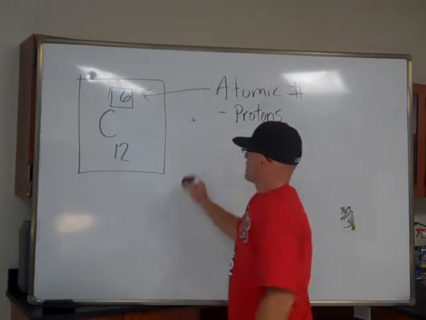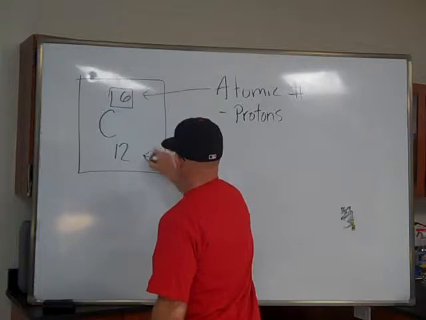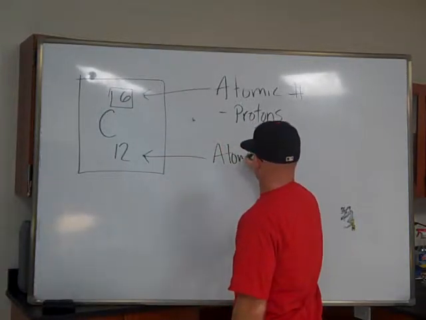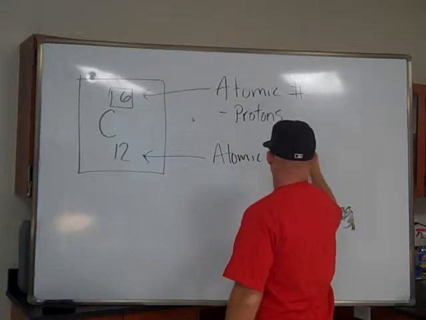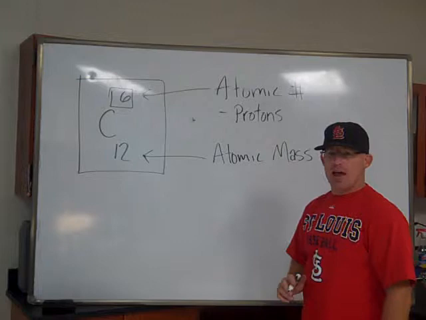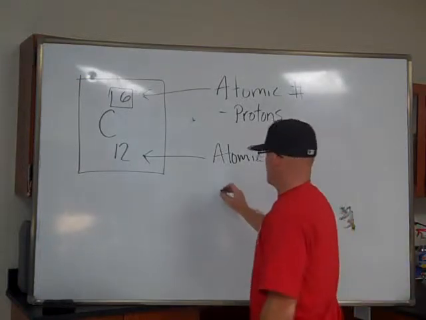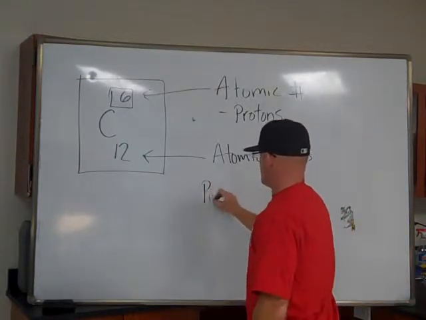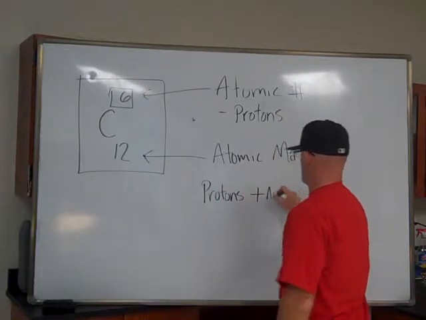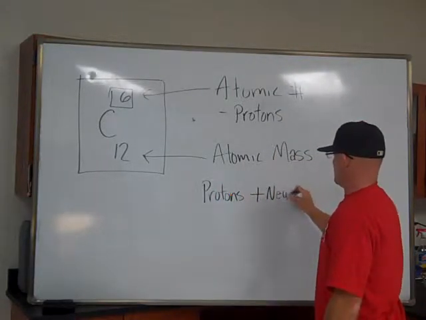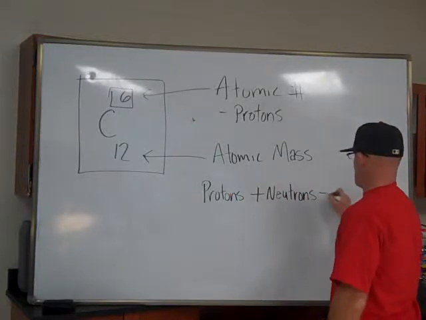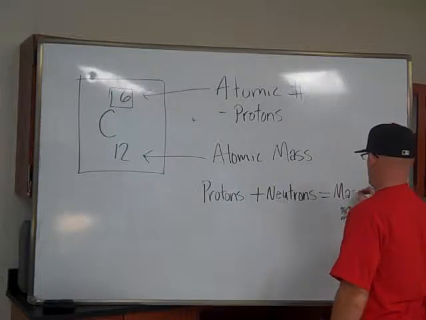Okay? Now, carbon, this is the atomic mass. The bigger number. The bigger number is the atomic mass. To calculate that, it's going to be protons plus neutrons. Okay, that equals the mass.